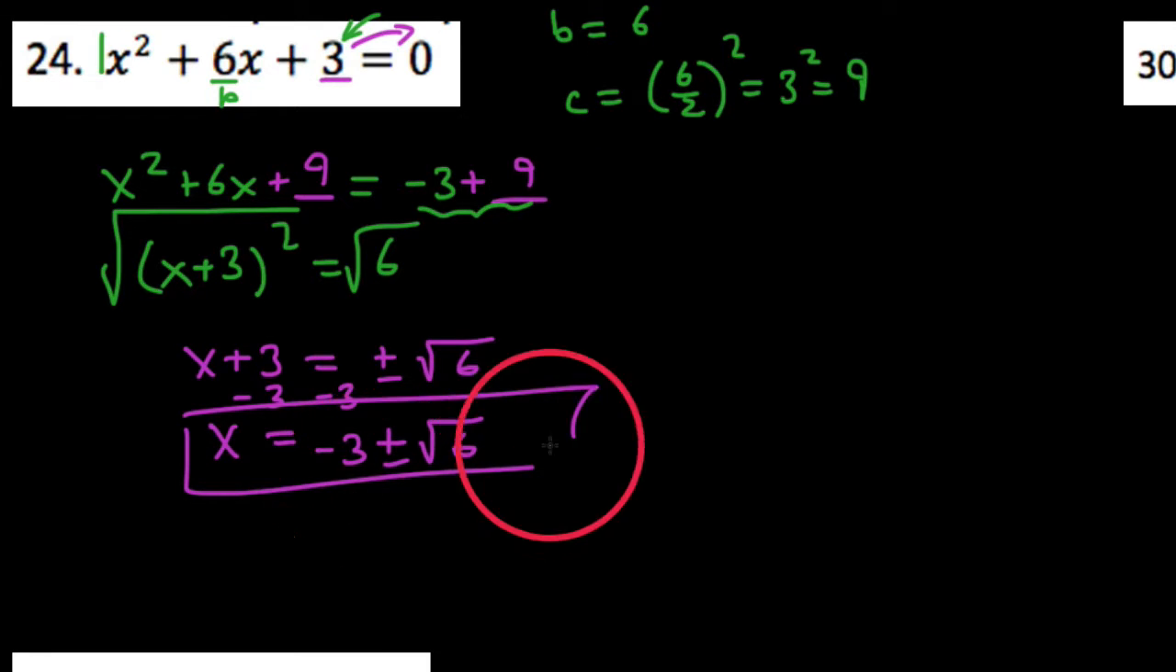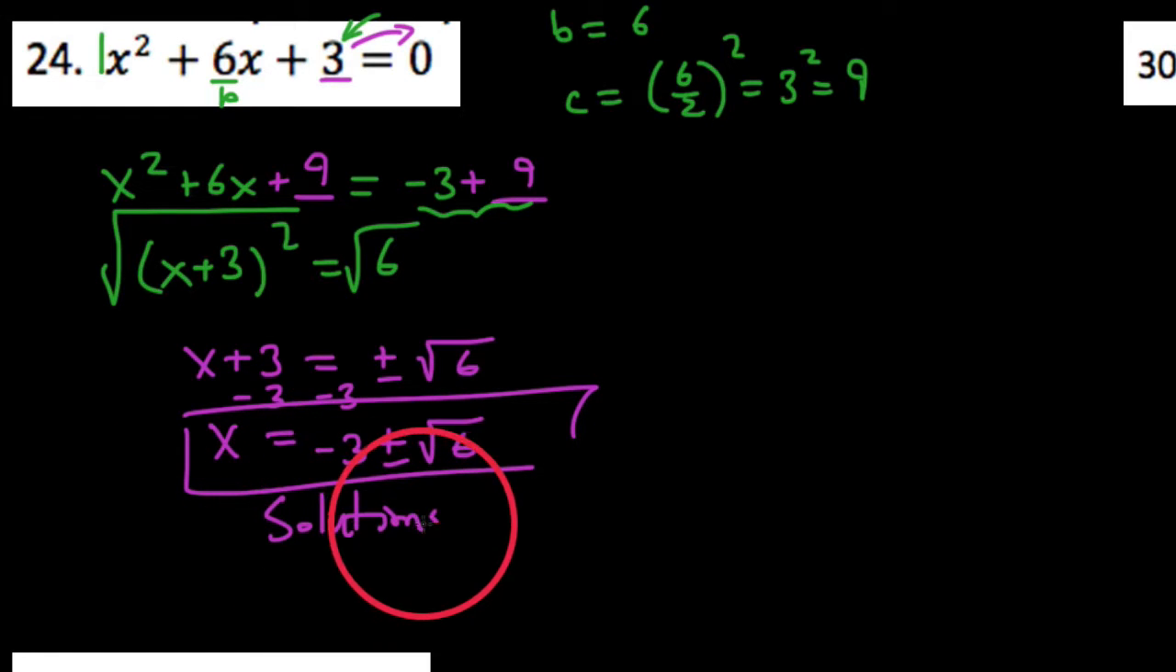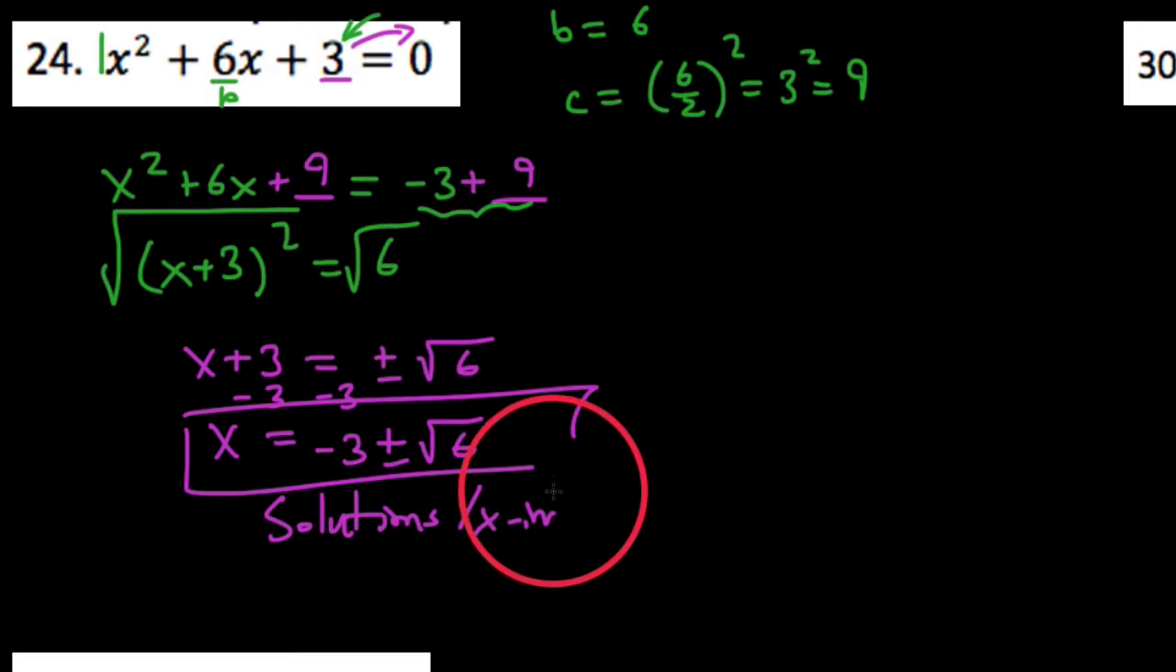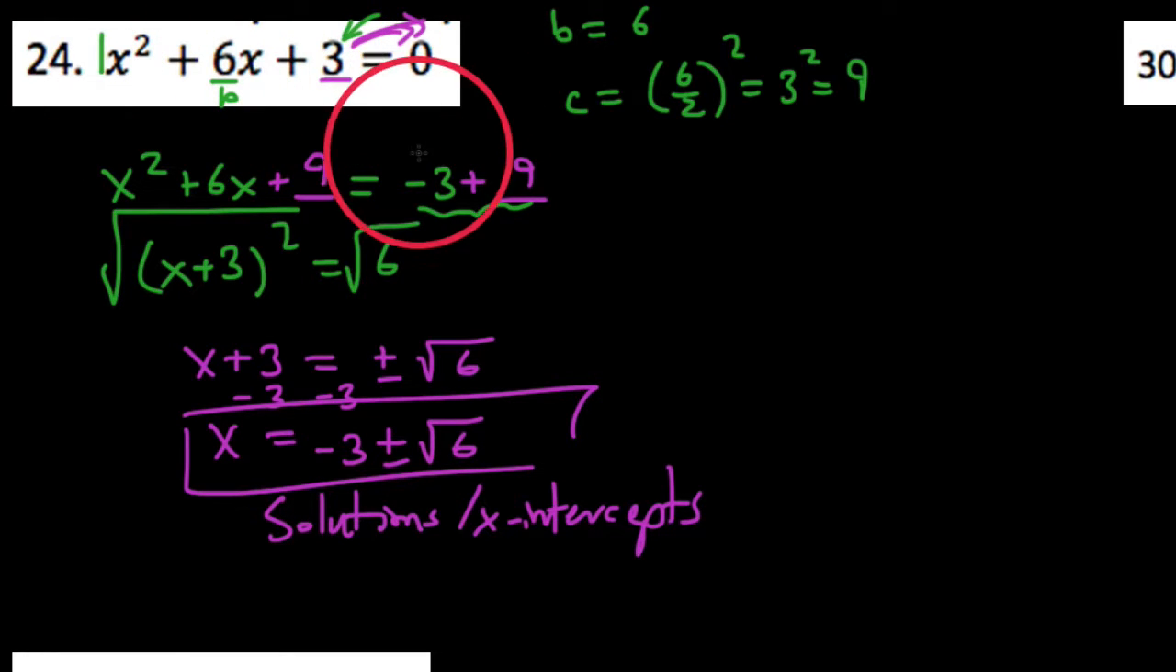And so these two solutions here really truly are the solutions of the function, or we could say the x-intercepts as well. So the neat thing about completing the square is that we can take something that's not a perfect square trinomial, just move the constant to the other side, and then make it become one by just adding half of the middle term squared to both sides, as long as our a value is 1.